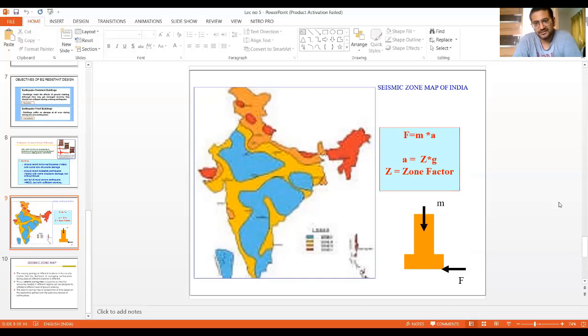Right? And the calculation is based on the concept that whenever mass is there, as a result of the mass, an inertia force is going to be there, and that inertia force is given by F equals m into a, that is mass into acceleration. And acceleration is given by A equals Z into g, where Z is the zone factor that is classified in the IS 1893 code based on the different zones, that is zone 2, zone 3, zone 4, zone 5. We will see in the next slides the values of the zone factor, which range from 0.1 to 0.36 depending upon the different zones.